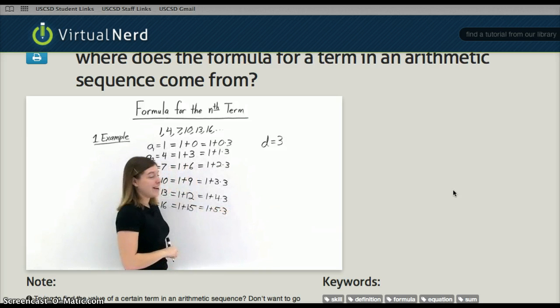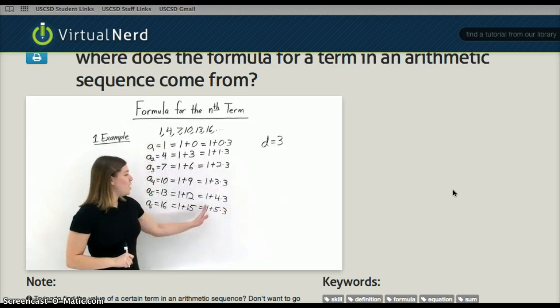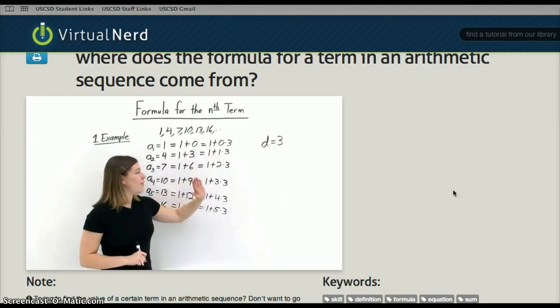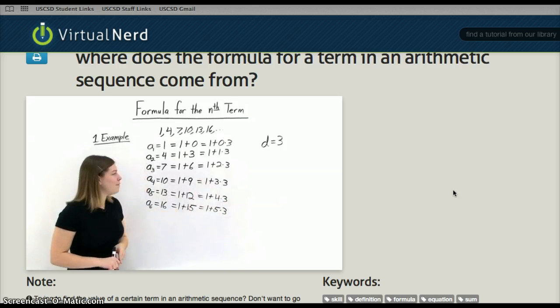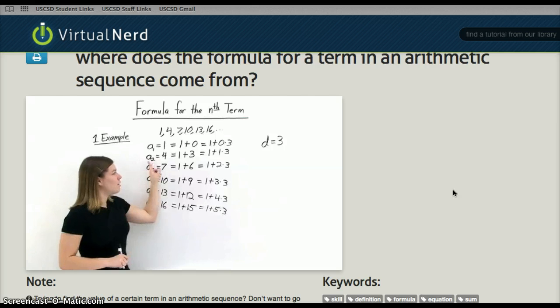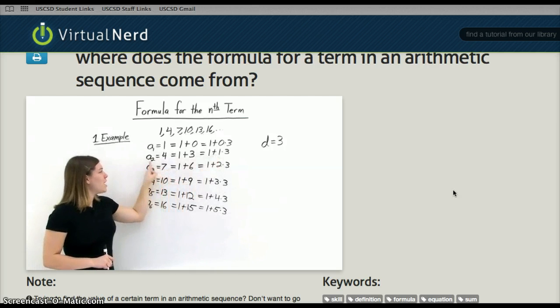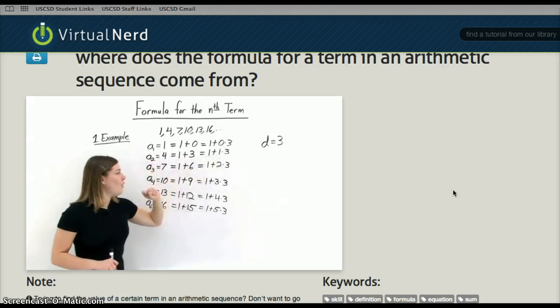I'm seeing a pattern here. Each time we take our first term, a sub 1, and then add 3 times something. But how do we get that something? Well, let's look at a sub 2. To get 1, we can take our index of 2 and subtract 1. So 2 minus 1 is 1.